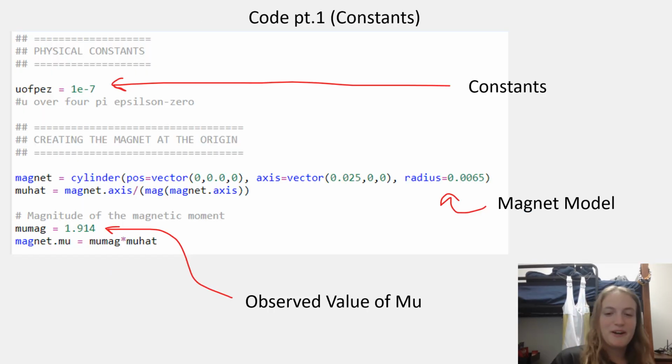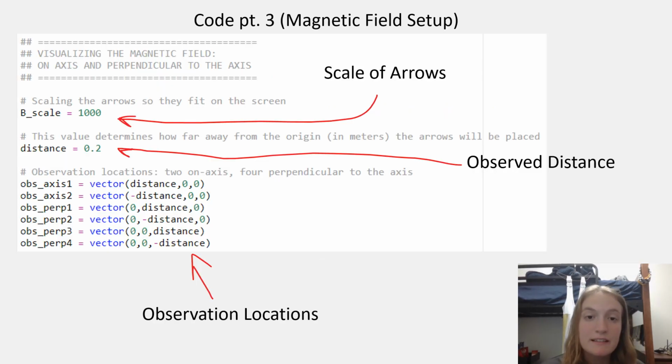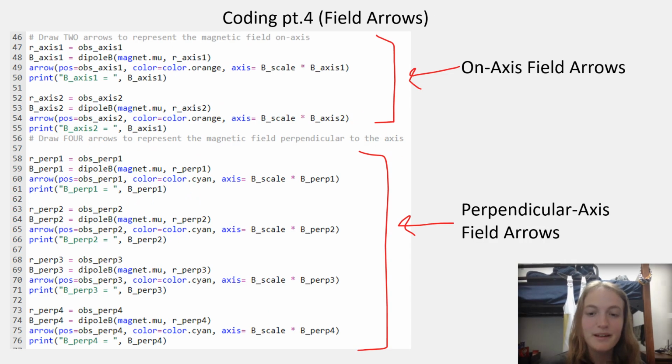Now we can get into some of the code, which is kind of long. In the beginning, I have my constants, my magnet model, and what I observed mu to be based on my calculations. Then I used the Biot-Savart law and plugged in every part of the equation to figure out the rest of the variables in the code. I set up the magnetic field based on how far each arrow would be from the origin, aka the magnet, and scaled up the arrows so we could see them. I calculated the observed distance and the observed locations based on that distance. Then I put the arrows into the final result image.